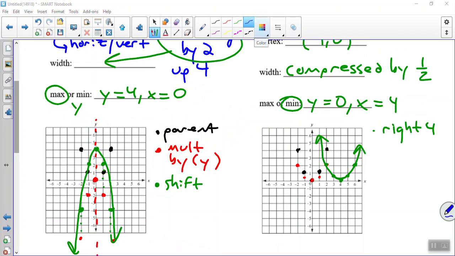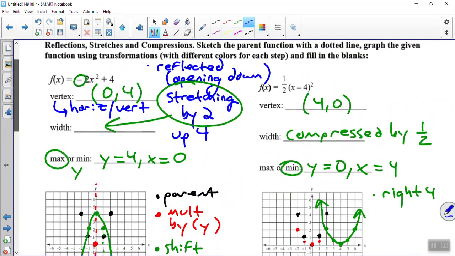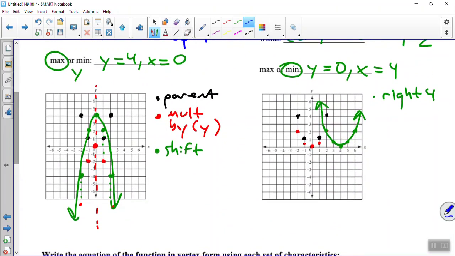All right, so this green graph is where you should end up. The vertex is at 4, 0. We compressed it by 1/2. It's a minimum because we didn't reflect it, so there's a minimum at y equals 0, and the whole graph moved to the right 4 units. Okay, you see my black points is a parent function, the red points is the multiplication, and the green is the shift, is the final function where we're ending up.